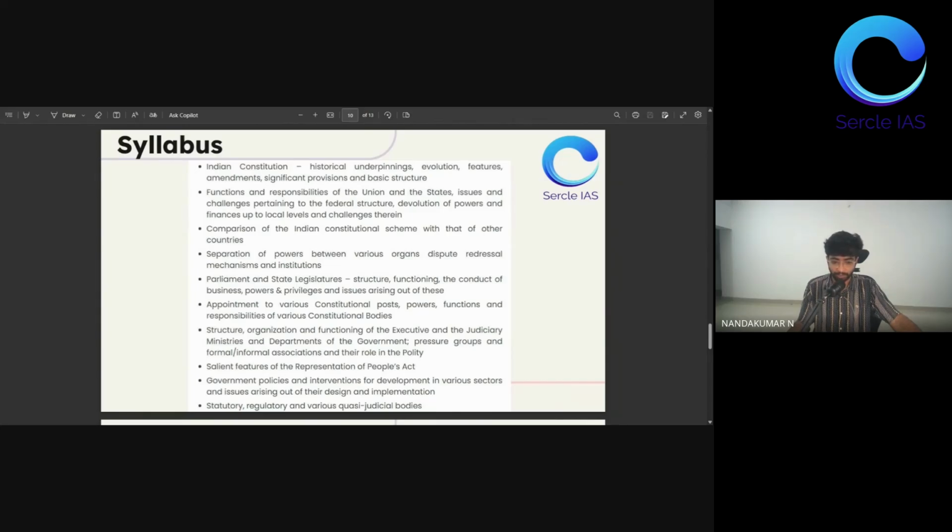So how do you identify the subtopics? What are the statutory bodies? Here there is, I guess, constitutional bodies, right? Where is the constitutional bodies? Okay, appointment to various constitutional posts. This is what constitutional bodies. Here you can see constitutional bodies and statutory, non-statutory, regulatory, and various other quasi-judicial bodies.